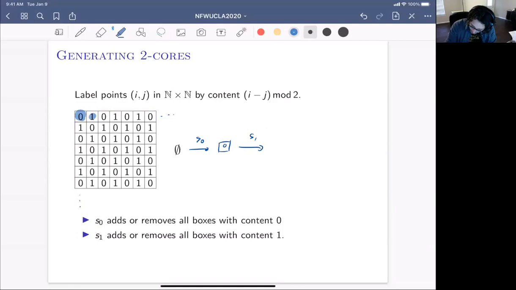Well, now I can add here. If I act by S0, I just remove the 0 box. So I'm adding or removing all of the boxes that I can. And as long as I started from the empty thing, I'm never going to have any choices. I'm never going to go wrong.